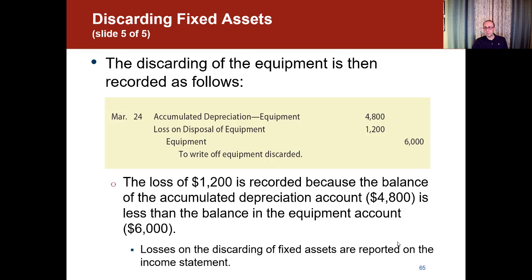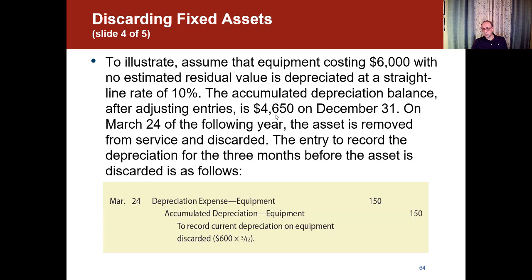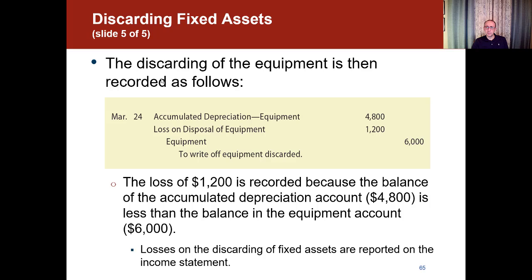Now the asset has a new balance. Remember, the accumulated depreciation balance was $4,650. We're going to add the $150, so it's going to be $4,800. To discard the equipment, we are going to debit the accumulated depreciation for the equipment by its full value, $4,800. And we're going to credit the equipment for its original cost, which is $6,000. Notice this equipment was not fully depreciated. In other words, we still had some balance for the equipment value. It still had some book value, yet we just discarded it.